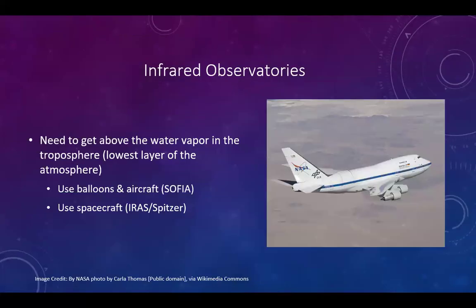Now, for infrared observatories, you need to get above the water vapor in the troposphere. Water vapor absorbs infrared light. So you need to get above the lowest layer of the atmosphere. One of the ways is we use balloons and aircraft. They send telescopes up on weather balloons. And there was SOFIA, which is a 747 with an infrared telescope in the back. SOFIA, I think, has been grounded at this point. They're not running it anymore.